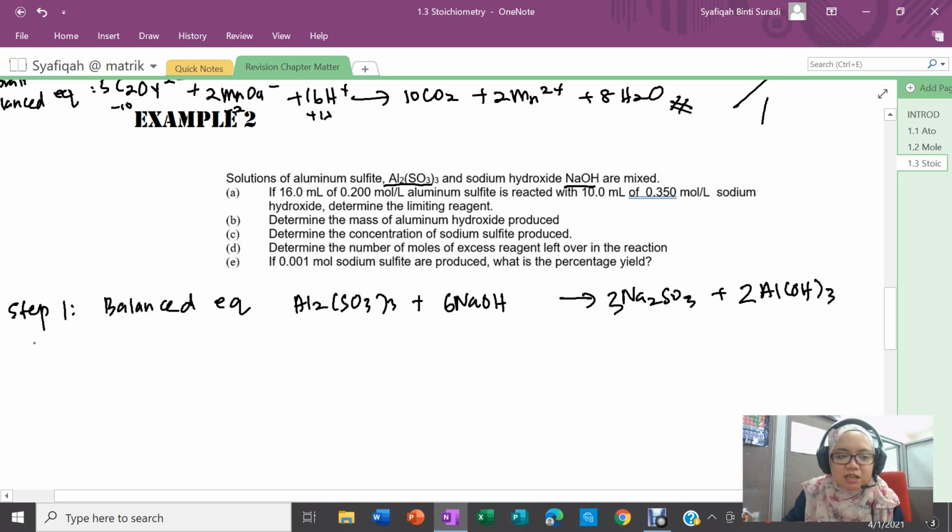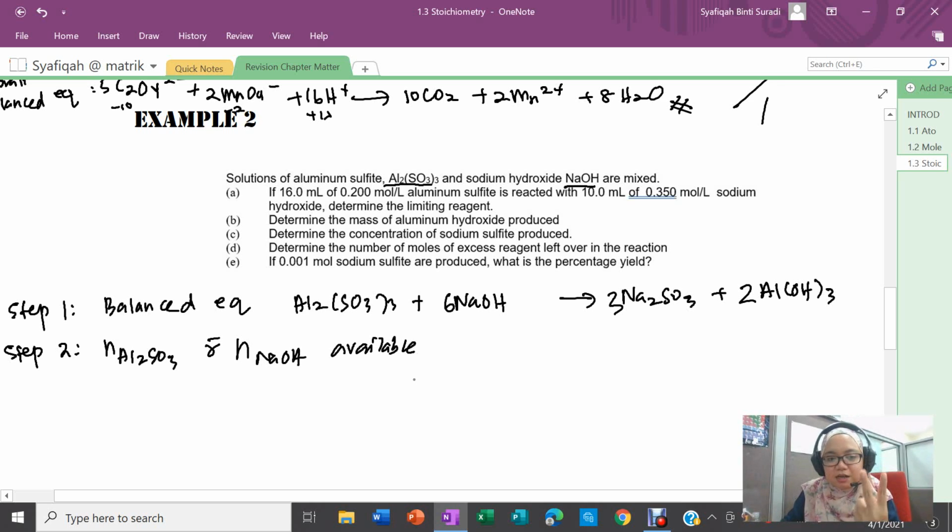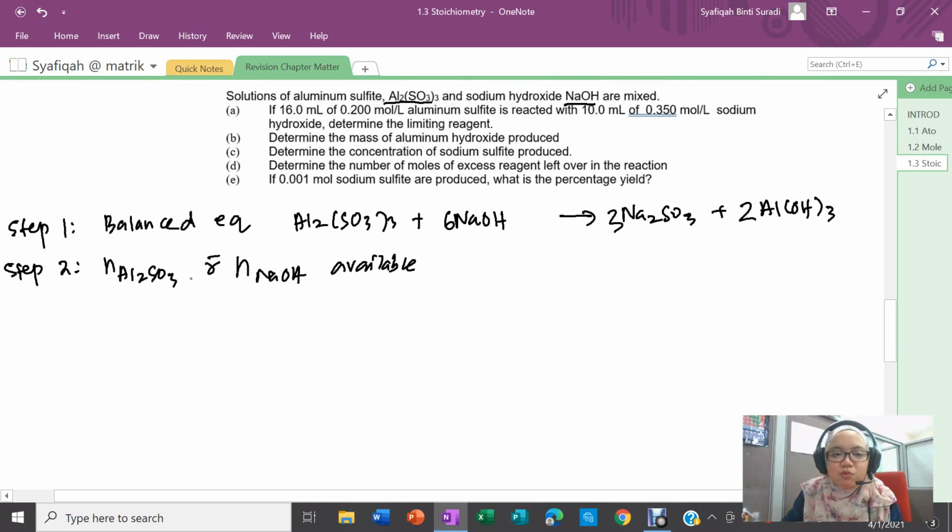Okay, bila step 1 kita dah dapat balance equation, step 2 kita nak buat apa? Step 2 kita kena cari mole available. Number of mole of reactant lah yang available. Mole of Al2S3 and mole of NaOH available. Okay, itu step yang kedua. Dah dapat mole of Al2S3 dengan NaOH yang available.